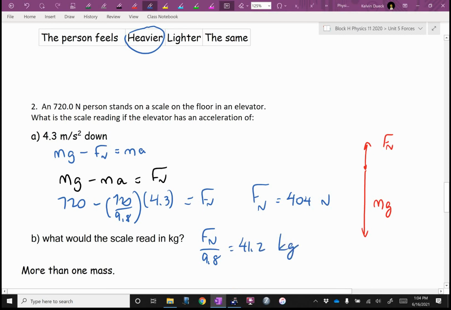Mr. Dewick, does that mean I could jump higher? Yes. Because you would be jumping with a body that felt as though it had a mass of 41.2 kilograms. You would feel lighter. Now remember, that's while you're accelerating. Real elevators don't accelerate for very long, and they don't accelerate this big. Even a really fast express elevator hits a constant speed after about a half second. And now you're no longer accelerating.